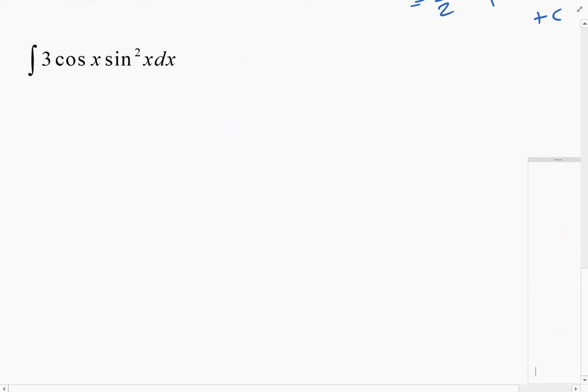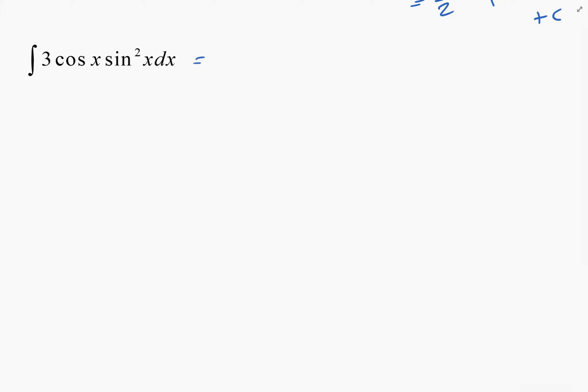Now this is a slightly harder example to decide what to let u equal. Remember, when you're deciding, sometimes in an exam question it will say "by doing the substitution u equals so and so", so you'll be told what to let u equal in an exam question sometimes, but not always. So if you're not told, you need to decide what u could equal. u has to be something that when you differentiate it, it will cancel with the other term in the equation to make the integral simpler.